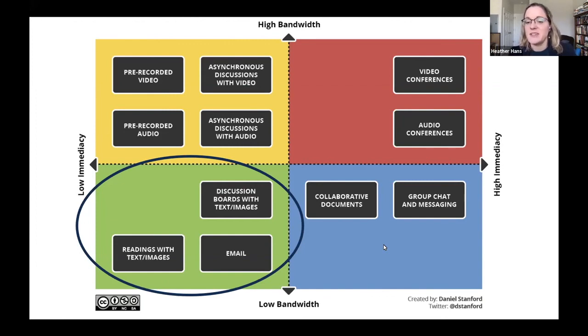And I also thought this graphic was helpful just in terms of if you're thinking about trying to plan communication, interaction, and coursework. Ideally, you would want a combination of these, right? So you would want some that are more low bandwidth, low immediacy, and then maybe some that are elsewhere on the spectrum. So that's just a way of thinking about this.